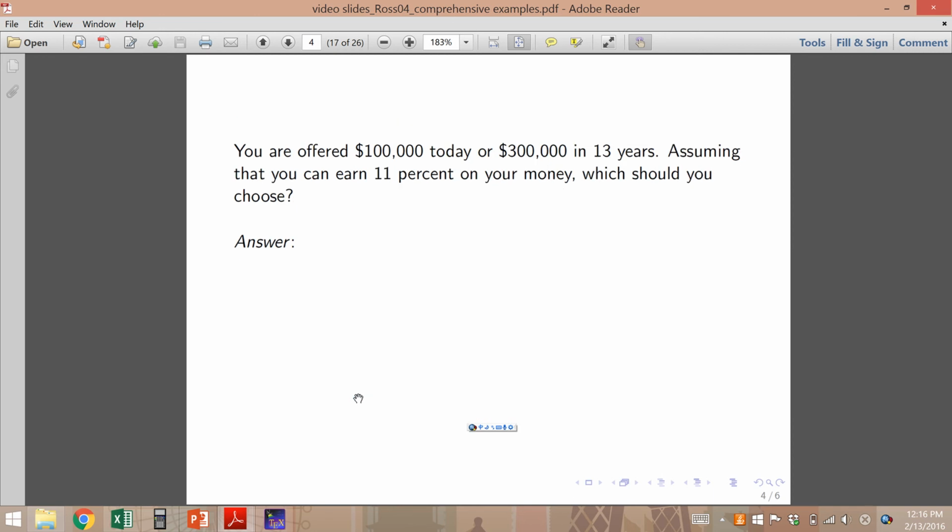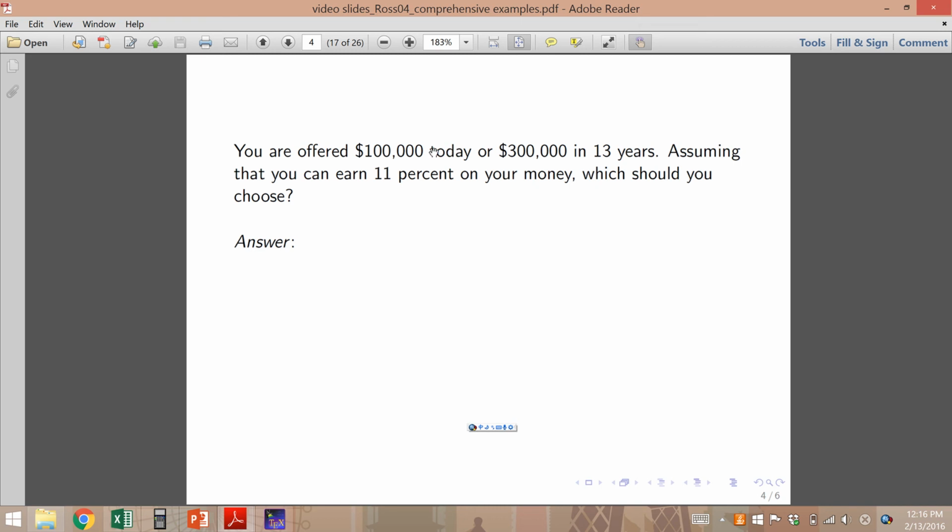Now, the third question. If you are offered $100,000 today or $300,000 in 13 years, which one do you prefer? To solve this question, we need to do a little bit of conversion, because those two values are at different points in time, so we cannot directly compare them.